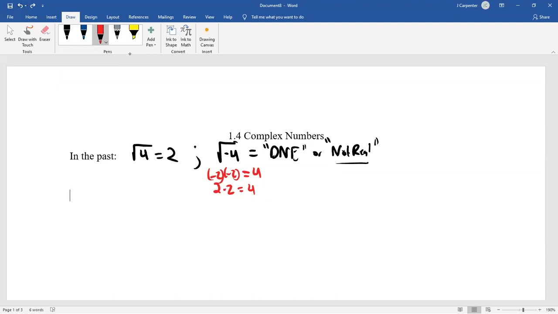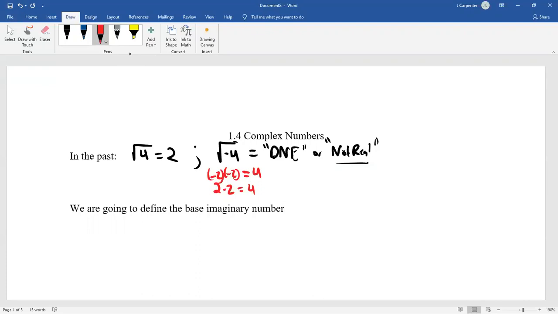So the name imaginary number is a poor name. It's not that these numbers are fake. It's not that they don't exist. They do exist. The name imaginary has to do with what we call their roots or their x-intercepts. And we'll discuss that idea when it becomes more relevant. So what we are going to do is we are going to define the base imaginary number.